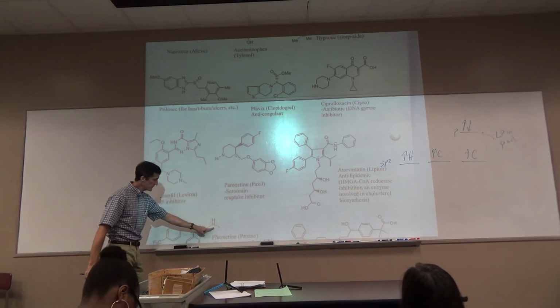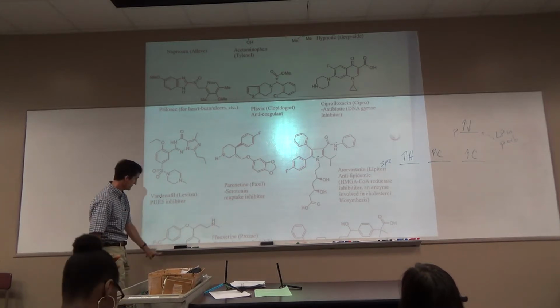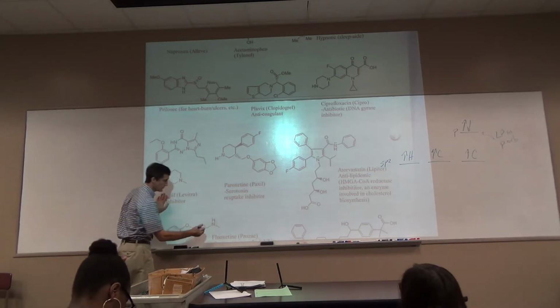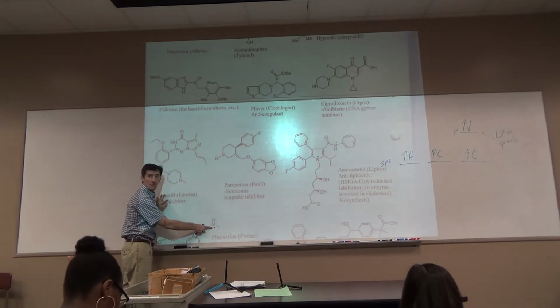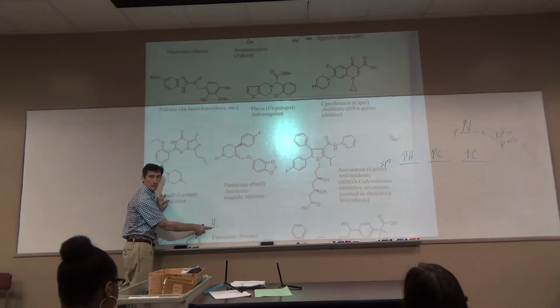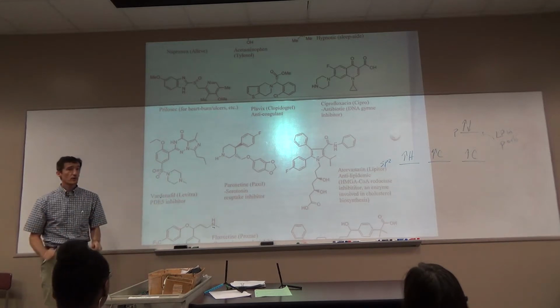But this nitrogen was what? Didn't we do that one? Was it Prozac? Did we do that one? Yeah. Was it down lower? That nitrogen was what? Yeah, this lone pair was in a sp3. Is there any reason for it to be in a p orbital? No, there's no p orbital next door. So it's not going to be in a p orbital.